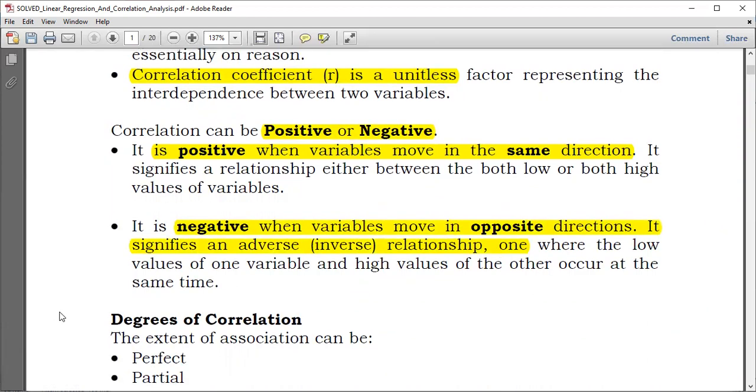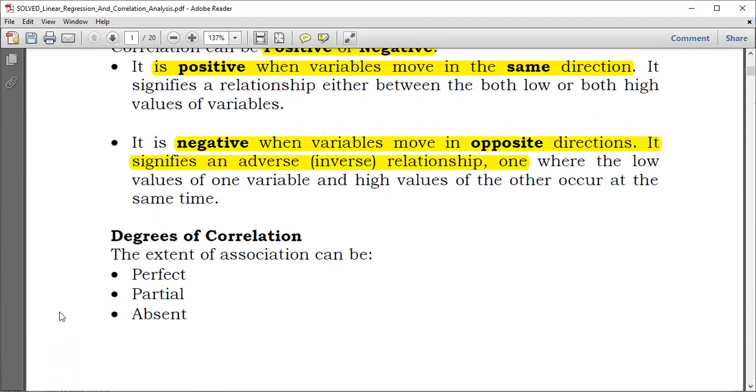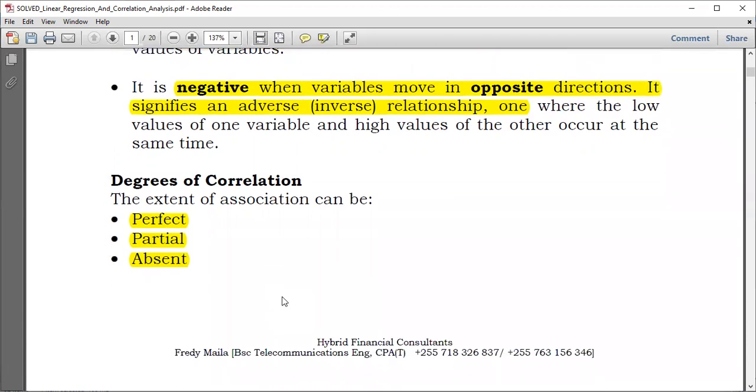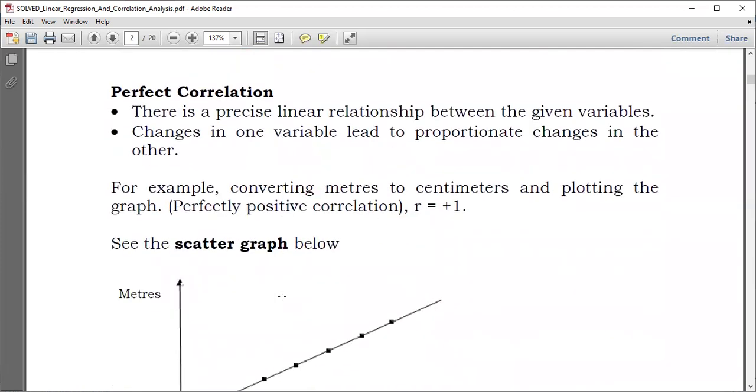All right, let's take a look at the degrees of correlation. When dealing with correlation, it might have several degrees. It could be perfect, it could be partial, but there could also be absent correlation. By perfect, we mean that when you plot them on the scatter graph, all the points will lie on the line. When partial, not all the points will lie on the line, and this is a common thing. And then there could be no correlation at all. You can see the explanation below.